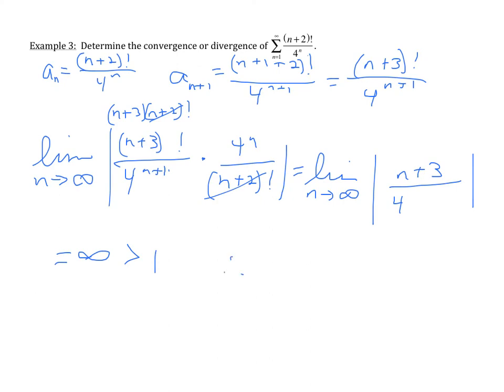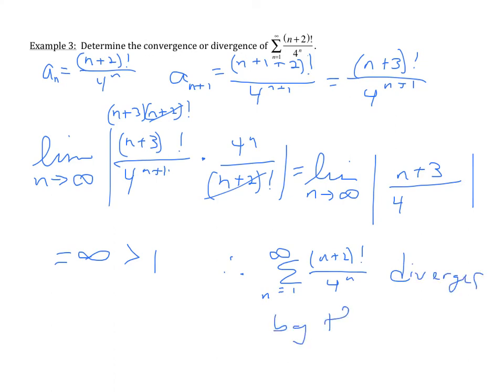So therefore, the series of n plus 2 factorial over 4 to the n diverges by the ratio test.